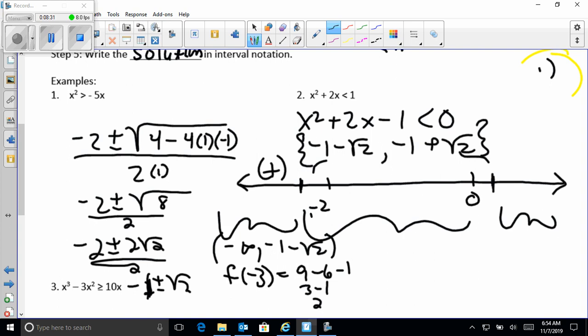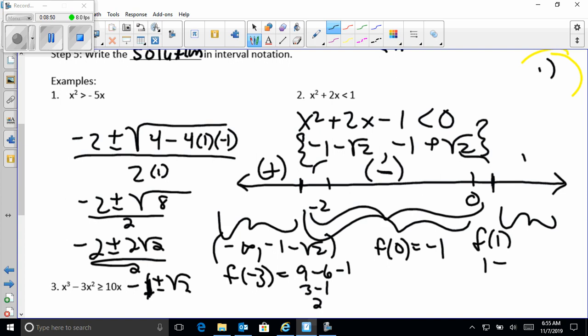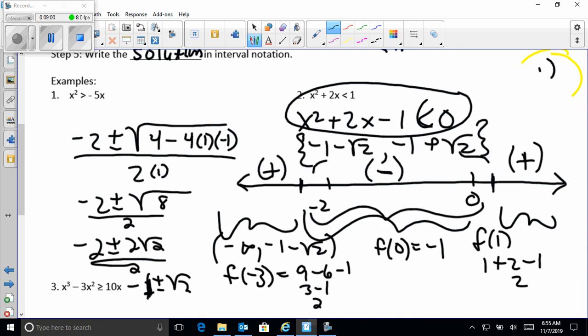Now looking at this middle region, I'm going to go with something easy, 0. So f of 0 is going to be -1, so that's a negative region. And I'll try something up there, probably just 1. f of 1 gives me 1 plus 2 minus 1, that's 3 minus 1, that's 2. So that's a positive region. But here's what's important: I'm looking for negatives because that's less than. So the only region that's going to be a solution is right here.